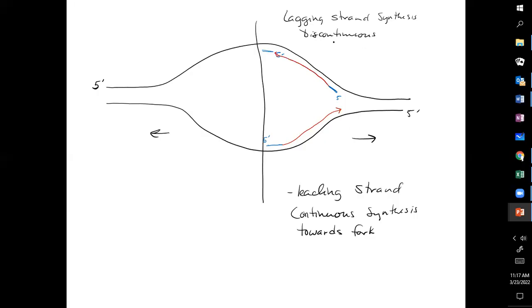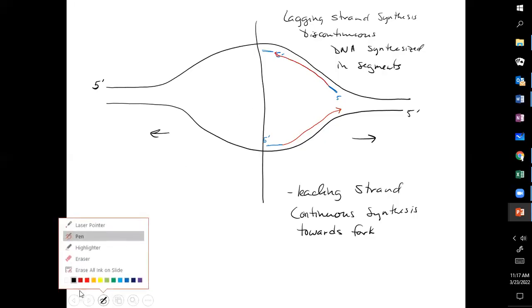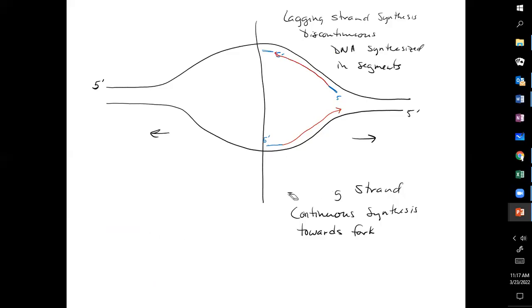In lagging strand synthesis, synthesis occurs in segments. So DNA is synthesized in segments. And there are some additional proteins and enzymes in play. So I'm going to erase this stuff here, and let's talk more about the lagging strand synthesis in the process. So it's synthesized in segments. Those segments are called Okazaki fragments.